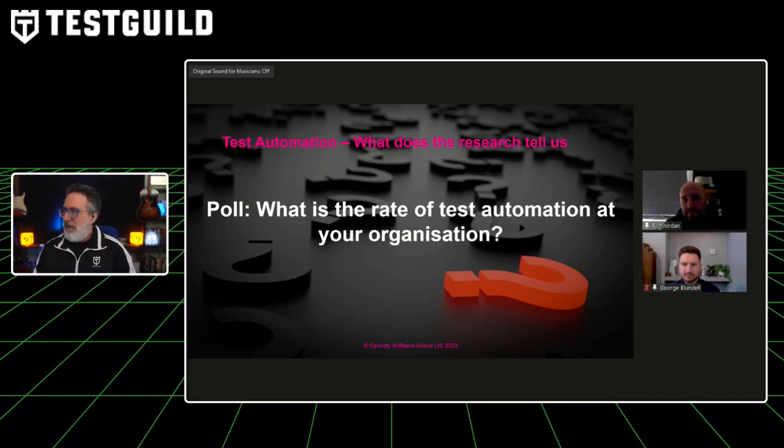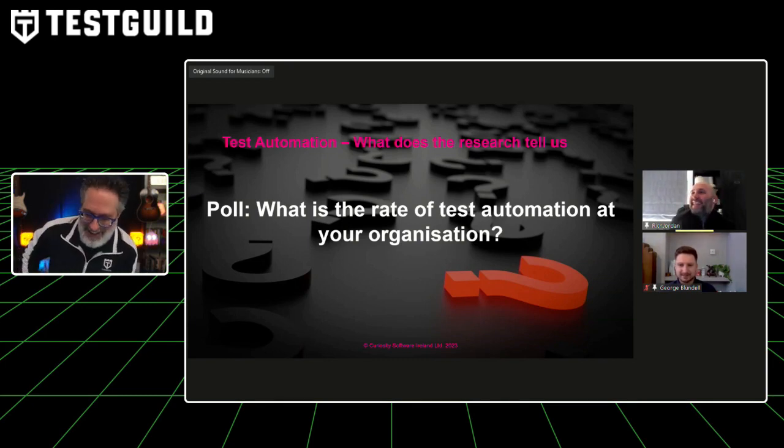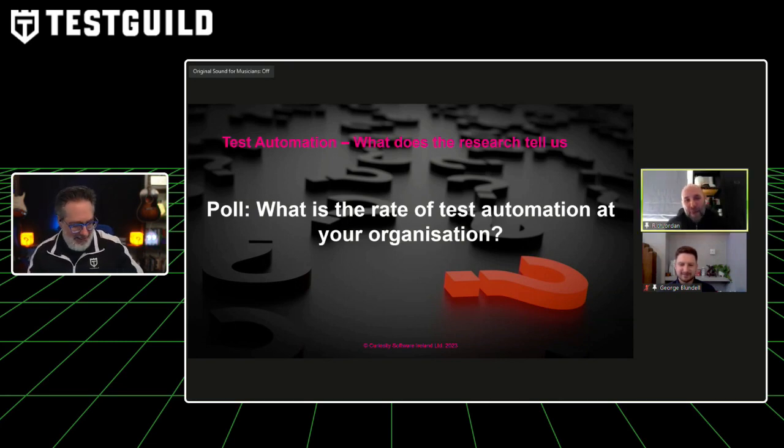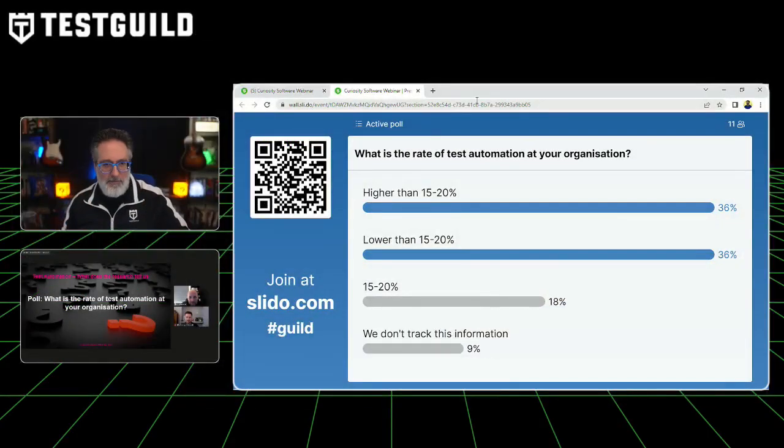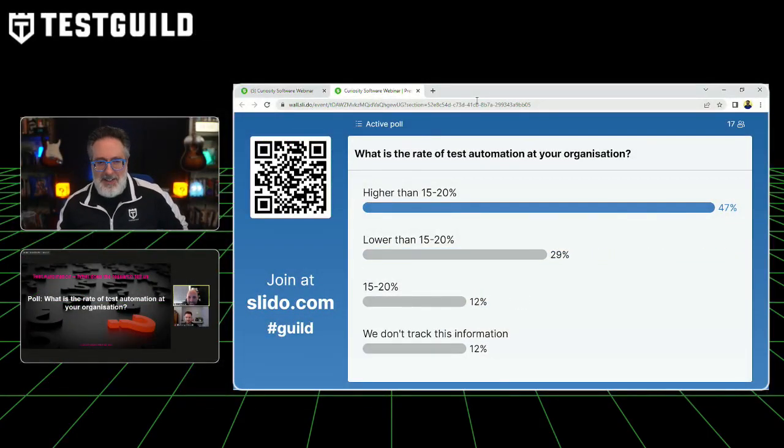I'm curious to know how the Guild rates against other industries and other folks that Curiosity has spoken with. So give a good showing here. What is the rate of test automation at your organization? All right, some polls are coming in. I guess we can watch it all live together. You can be honest, by the way.